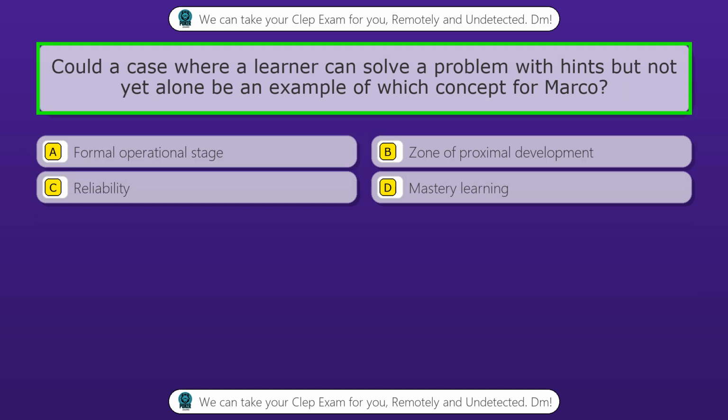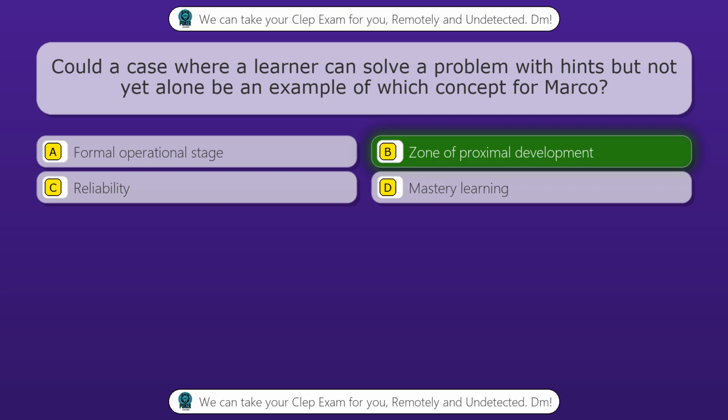Question 13. Could a case where a learner can solve a problem with hints but not yet alone be an example of which concept for Marco? Option A, formal operational stage. Option B, zone of proximal development. Option C, reliability. Option D, mastery learning. The correct answer is option B, zone of proximal development.